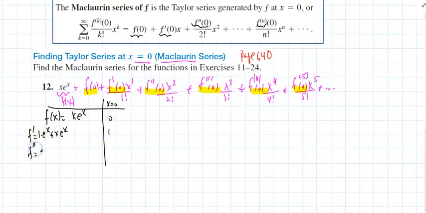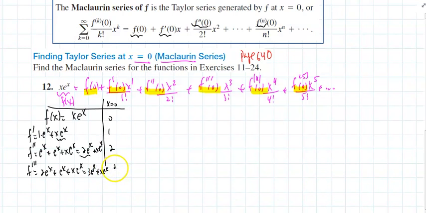F double prime will be e to the x plus the product rule, e to the x plus x e to the x, which is 2 e to the x plus x e to the x. At 0, I have 2. F triple prime will be 2 e to the x plus e to the x plus x e to the x, the product rule. That's 3 e to the x plus x e to the x. That would be a 3, maybe one more. So far I see 0, 1, 2, 3. If I get a 4, I'm in good shape.